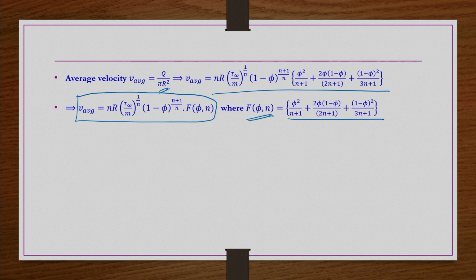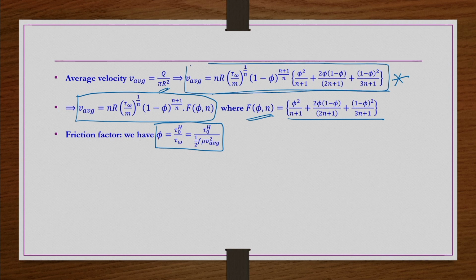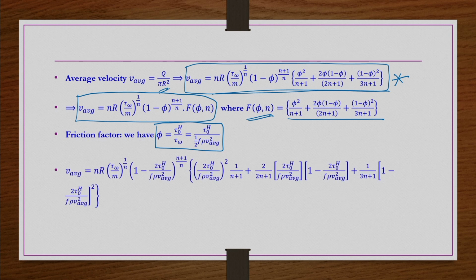Now, once we have the V average, we can get the friction factor. Friction factor we can get by using this phi definition. Phi is equal to tau naught h by tau w. Tau naught h is characteristic of the material, that we can keep as it is. So, now next step, wherever in this equation phi is there, in place of phi you can substitute tau naught h by 1 by 2 f rho V average square, or 2 tau naught h by f rho V average square, like this.